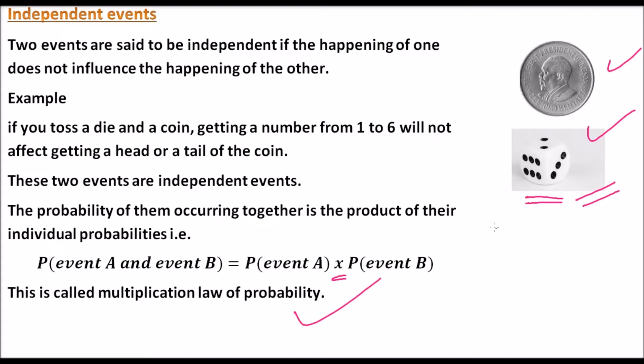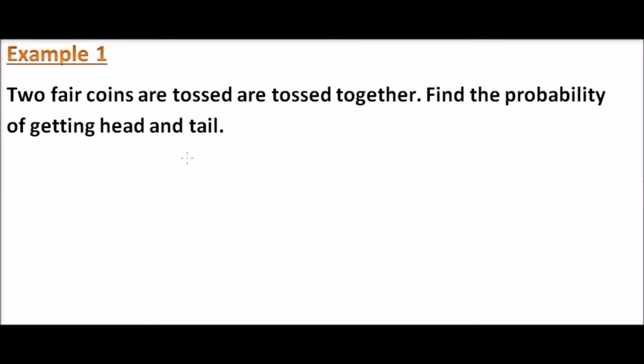So that's what we are calling the multiplication rule of probability. Let's have a look at a few examples and see how we work them out. This is our first example. We are told two fair coins are tossed together. Find the probability of getting a head and a tail.